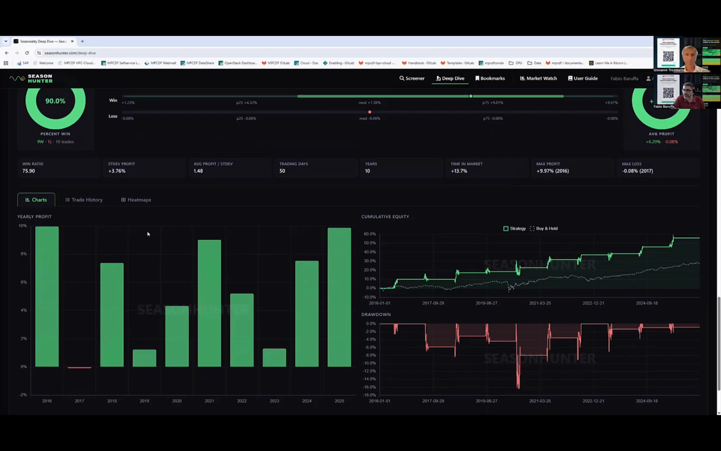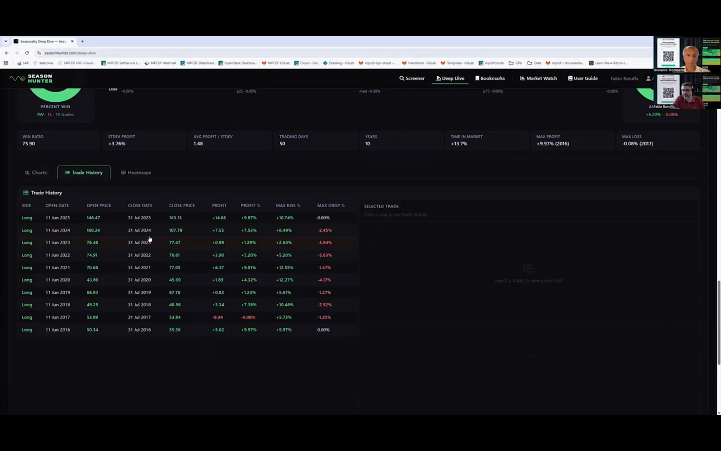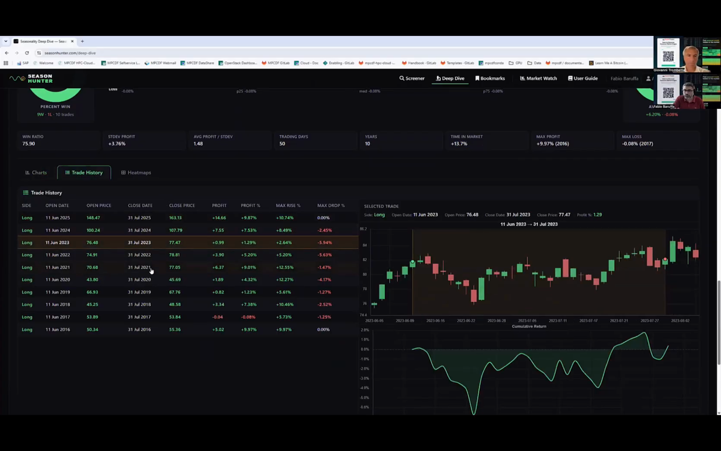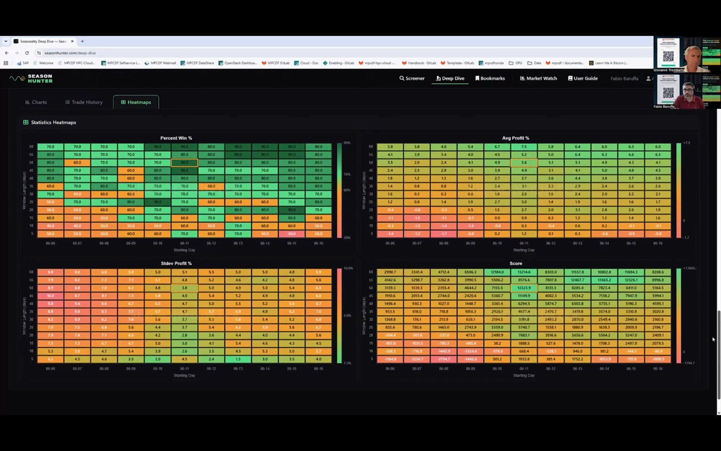Then we have different tabs that show more information, like the trade history that we have seen also in the screener. You can go trade by trade, and there is the heat map. The heat map actually has a bit more information. We have the heat map for all the statistical metrics that we use to rate the seasonal. We have the percent win, and we also have expanded.